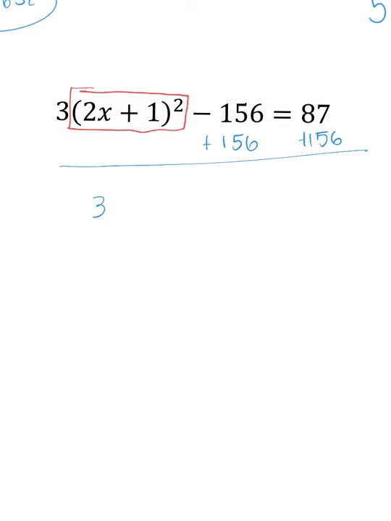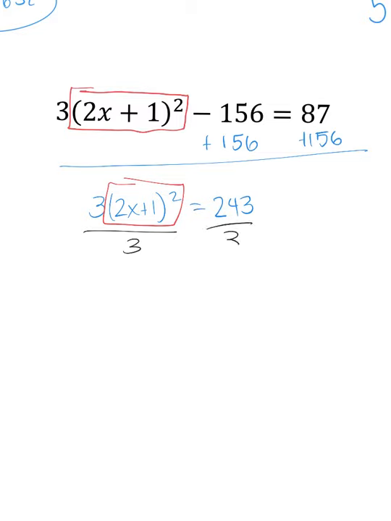So now I am left with 3 times 2x plus 1 squared equals 243, because 87 plus 156 is 243, okay? This is still not by itself, right? I need to divide each side by 3, so these 3's will cancel out, and I'm left with 2x plus 1 squared equals, and 243 divided by 3 is 81, okay? And now, this question tells you exactly what to do.